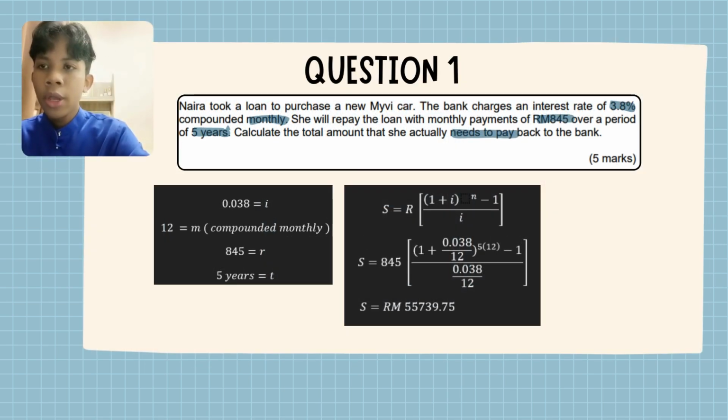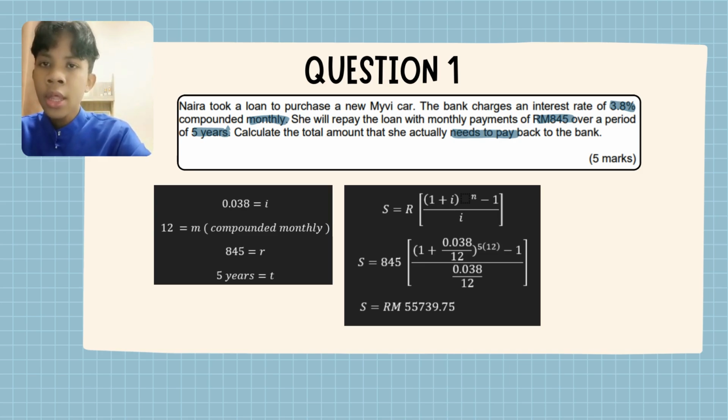Question 1. Naira took a loan to purchase a new Myvi. The bank charged an interest rate of 3.8% compounded monthly. She will repay the loan with monthly payment of RM845 over a period of 5 years. Calculate the total amount that she actually needs to pay back to the bank.